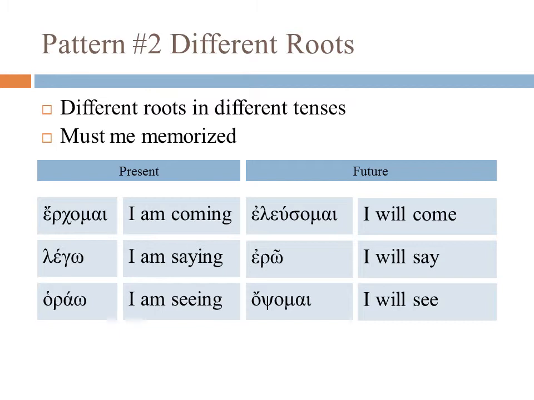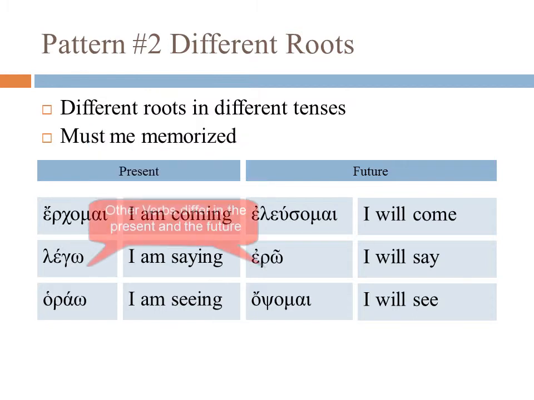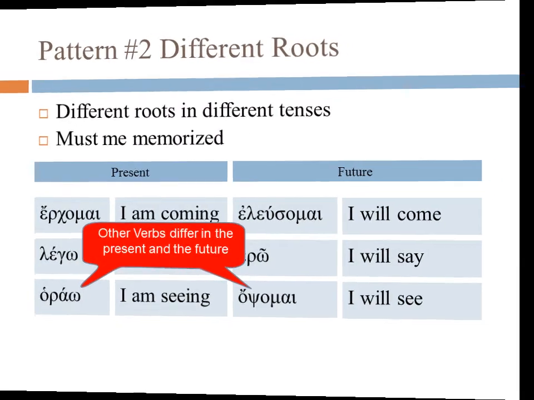Its future is opsomai, I will see. Now, you see where this comes from. Ophthalmos, its future opsomai, makes a lot of sense. It just doesn't come from horao. The other thing we want to know is some verbs are deponent in both the present and the future. In the case of erchomai, the future is eleusomai. It's also a deponent. But that's not always true. If you look at horao, which is an active ending, its future opsomai has a middle ending. So the present is active, the future is a deponent.